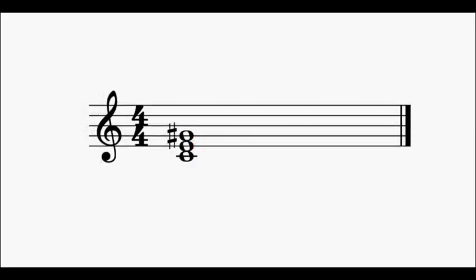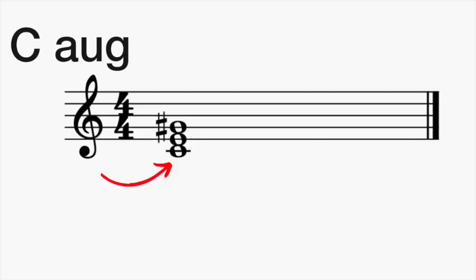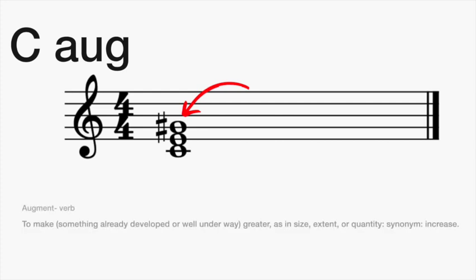And here is a C augmented triad. We have our root, our third, and our fifth. But here the fifth has been raised by a semitone. And this raised fifth means that the interval between our tonic note and our fifth has been made larger, it has increased, it has been augmented.